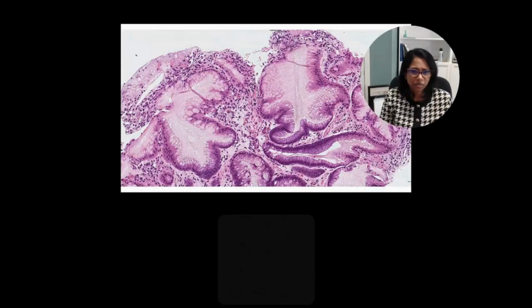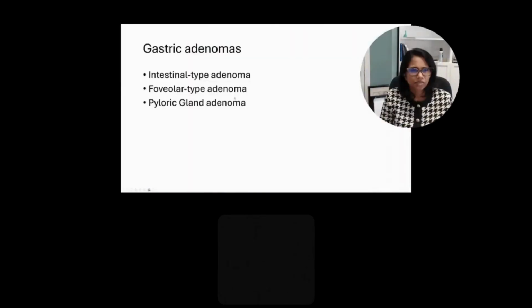And this is just a higher power image showing the dilatation and the surface erosion. And the degree of inflammation and the degree of ulceration can vary depending on whichever polyp you receive. So in terms of adenomas, I'd like to concentrate on the three more frequent ones, as pyloric gland adenomas are quite infrequent. However, the intestinal type adenoma and the foveolar type adenomas, we are now increasingly recognizing, are more typical in everyday gastric biopsy practice.